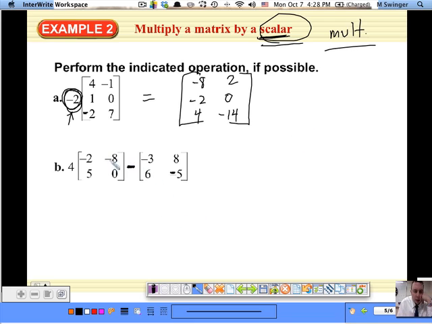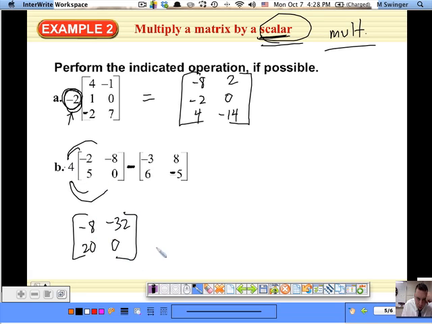Okay, letter B. It makes it a little bit more complicated because you got scalar multiplication here and you have subtraction. So let's do the scalar multiplication first. 4 times all these things. Okay, 4 times -2, -8. 4 times -8, -32. 4 times 5, 20. 4 times 0, 0. Minus. We still have all this right here. -3, 8, 6, -5.